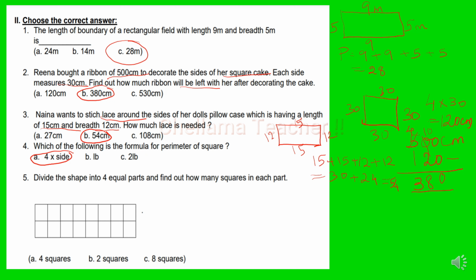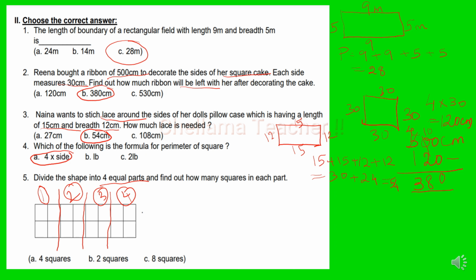Question number 5. Divide the shape into 4 equal parts and find out how many squares in each part. First step, we have to divide the given shape into 4 equal parts. 4 equal parts means division. So 1, 2, 3, 4, 5, 6, 7, 8. 8 into 2, 16 squares are there. So let us separate first 4 equal parts. 1, 2, 3 and 4. So part 1, part 2, part 3, part 4. So 4 equal parts separated.